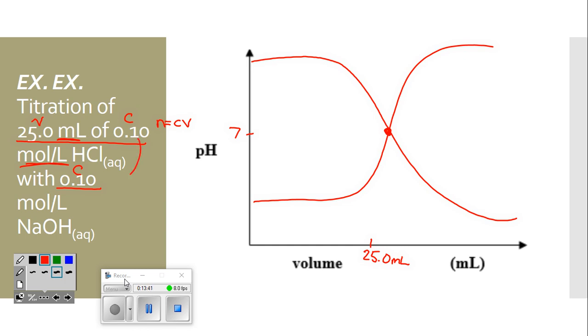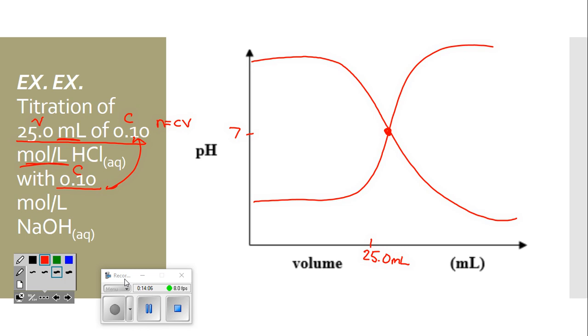Since the concentration of the acid and the base are the same in this question, I don't actually need to calculate, since the concentration is the same. If I want to have the same number of moles, I need the same number of milliliters. Now, it won't always be this way. In fact, I would be willing to say it wouldn't be this way on a test question.